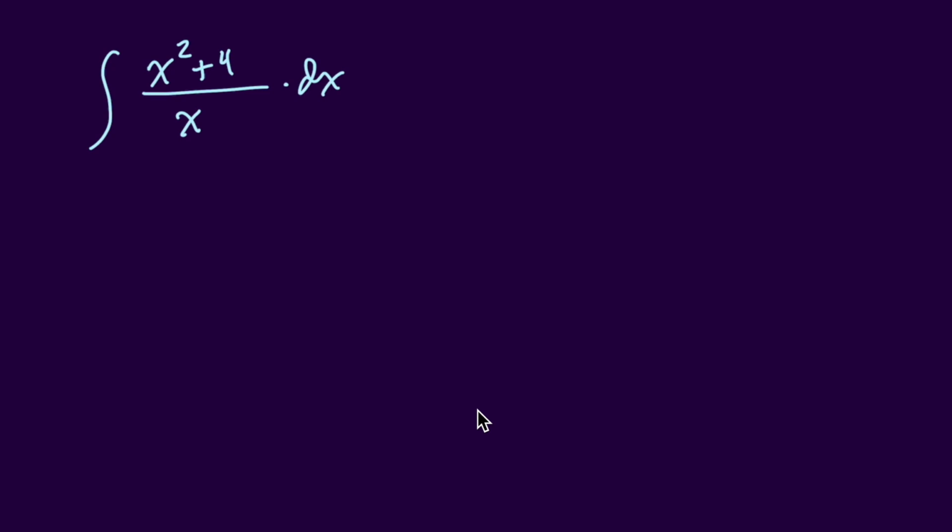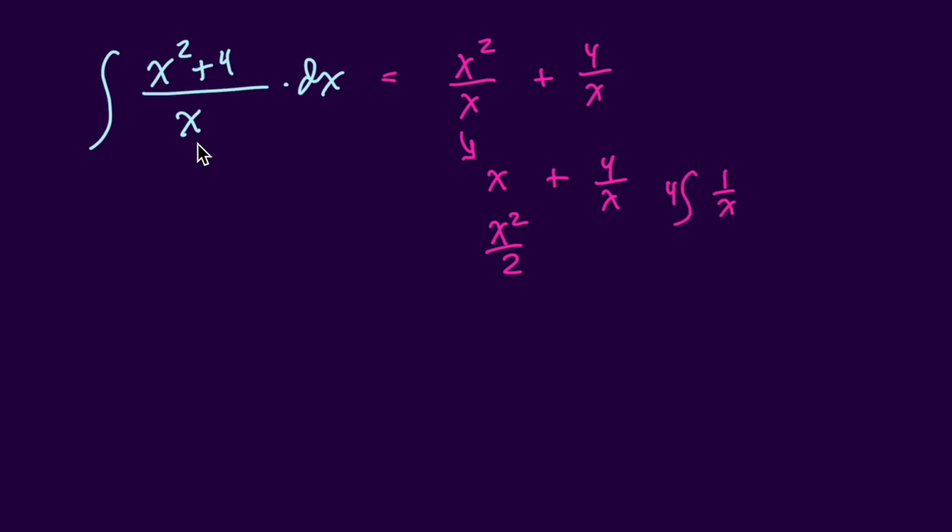In this integral, the first thing we notice is that there's 2 terms on top and only 1 term in the denominator. This allows us to split these 2 fractions. And we know what to do with this integral. This will just become x plus 4 over x, and this is x squared over 2, and this is going to be the integral for 1 over x, and we're going to use the ln of x property here.